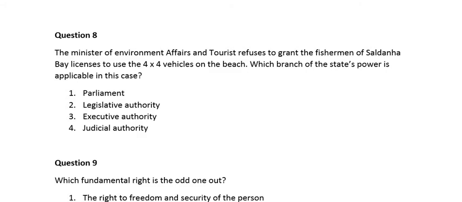Question 8. The Minister of Environmental Affairs and Tourism refuses to grant the fishermen of Saldanha Bay licenses to use 4x4 vehicles on the beach. Which branch of the state power is applicable in this case? Number 1, Parliament. Number 2, Legislative Authority. Number 3, Executive Authority. Number 4, Judicial Authority. So guys, the correct answer here is number 3, which says Executive Authority.